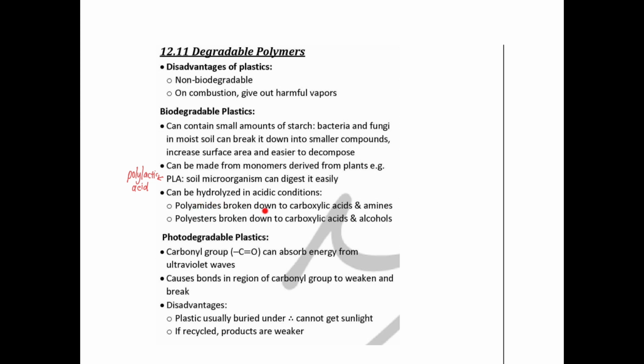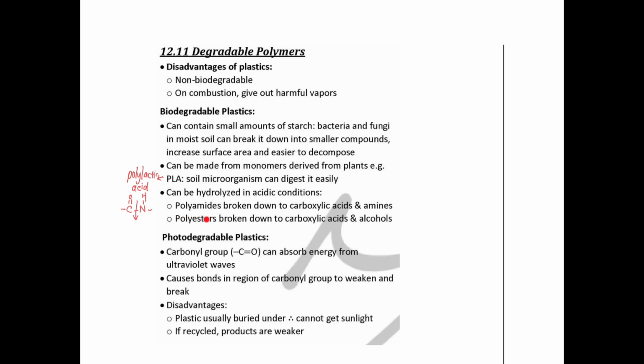Polyamides are broken down. Amides, I hope you still remember, CONH. CONH is polyamide. So a polymer with C double bond O and NH, linked here and there, is polyamide. If you want to break down this kind of polymer, you just use acid, then it breaks down to carboxylic acid and amines. Imagine the breakdown in the middle. The left hand side will change to carboxylic acid, the right hand side will change to amines.